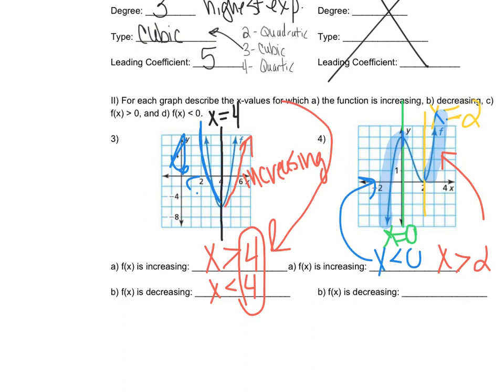The other section in the middle is where it is decreasing. So it is decreasing when x is between 0 and 2. So remember, we write that as a compound inequality, where x is between 0 and 2, and we always point our inequality arrows towards the smaller number. So 0 is less than x is less than 2 is how we would write that.